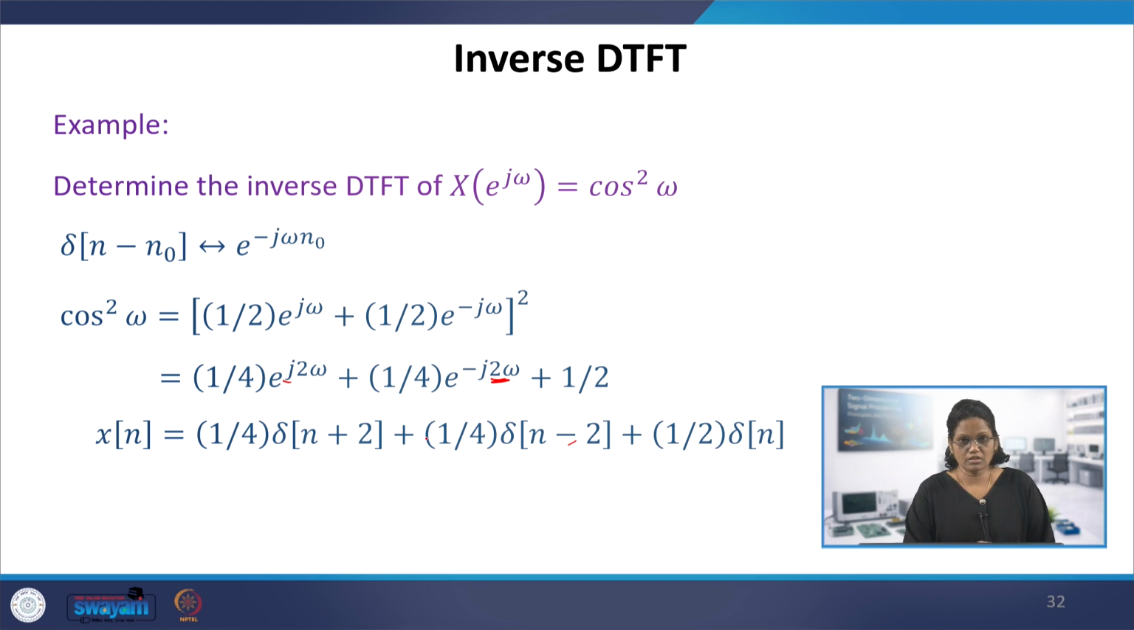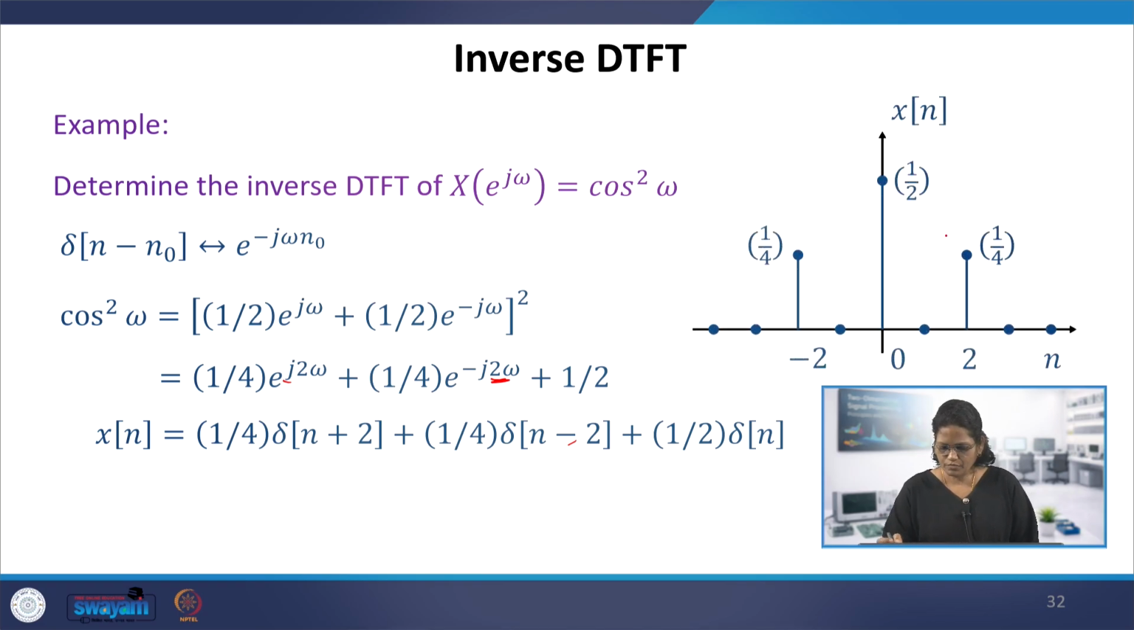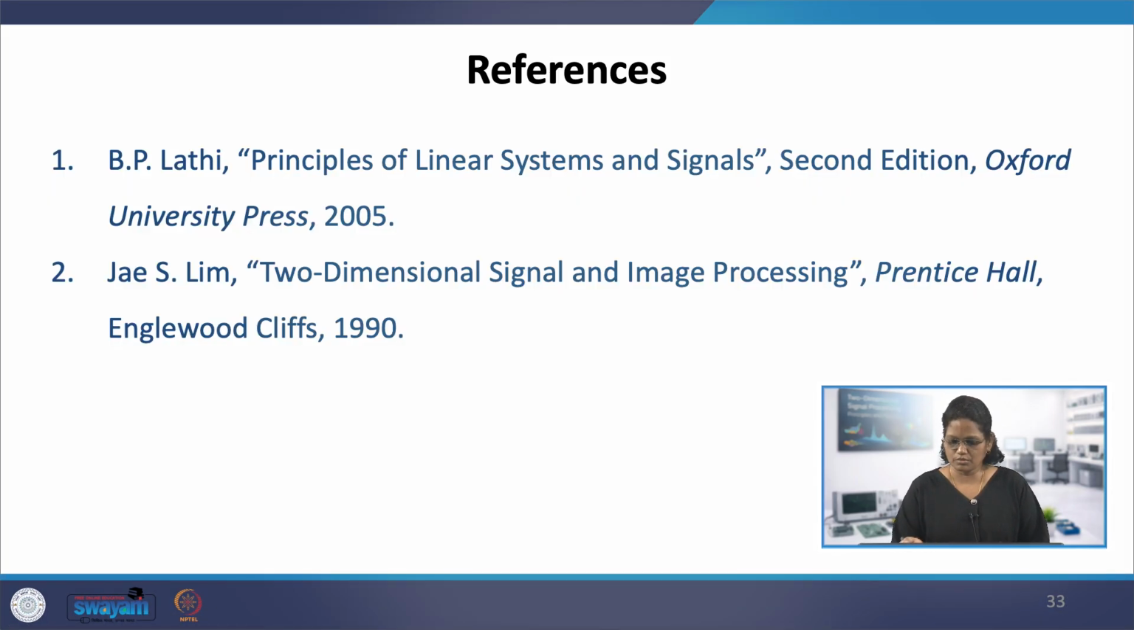So x of n is the sequence having the impulses shifted with some magnitude for each. Though the spectrum is cos square omega, you would get a discrete, aperiodic sequence through the DTFT. This is one example. The obtained x of n is plotted over here: 1 by 2 and a shifted impulse, and this is another shifted impulse. So cos omega has two impulses at that frequency in the Fourier domain. This is the inverse case. This sequence results in cos square omega if you go from x of n to x of e power j omega.